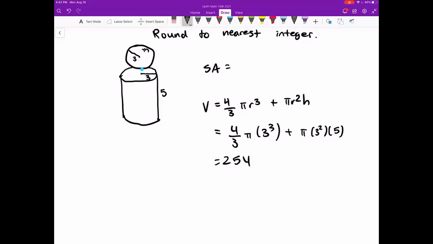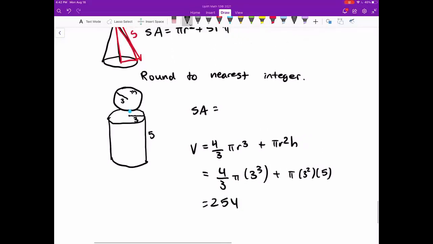Okay, and then the surface area. Oh boy, okay. So let's add the formulas together. We get the surface area of a sphere, and then we have the surface area of a cylinder, which is 2 pi r squared plus 2 times pi times r times h. Let's explain the surface area for a cylinder. Yes, that's a good idea.